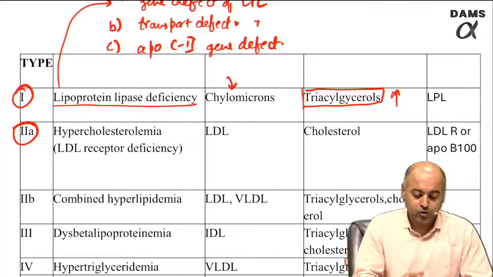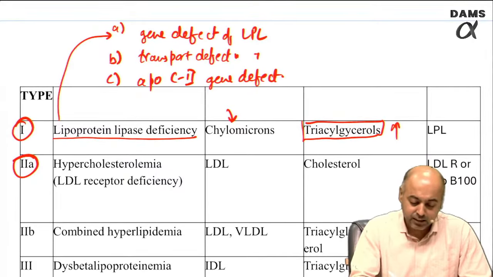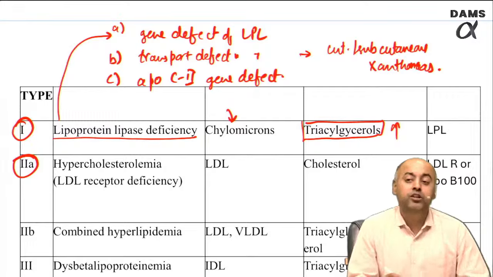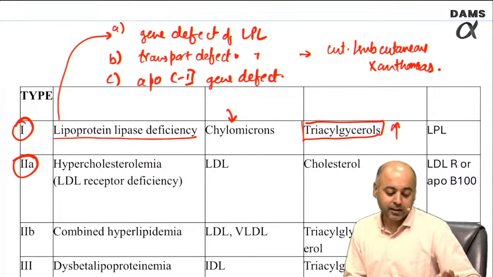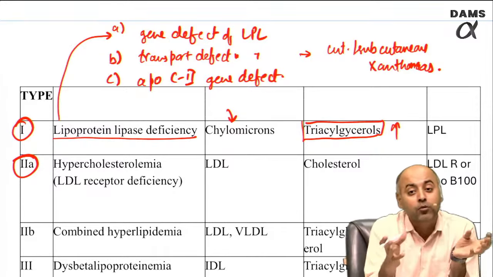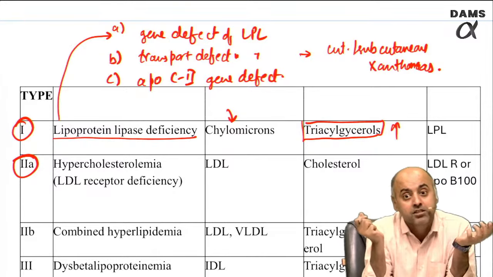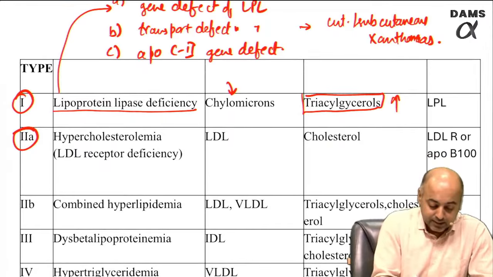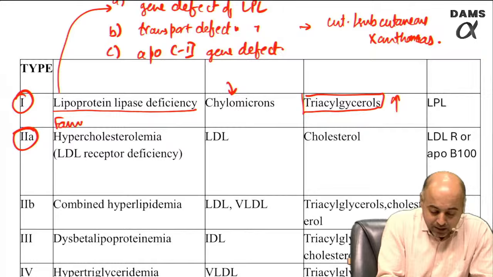Okay, so this is one. In these patients, what you get to see is the cutaneous or the subcutaneous xanthomas. In the question they will mention cutaneous or subcutaneous xanthomas, and the triglyceride levels are high. On the electrophoresis, the chylomicron segment is found to be increased. Okay, so these will be the features in lipoprotein lipase deficiency.